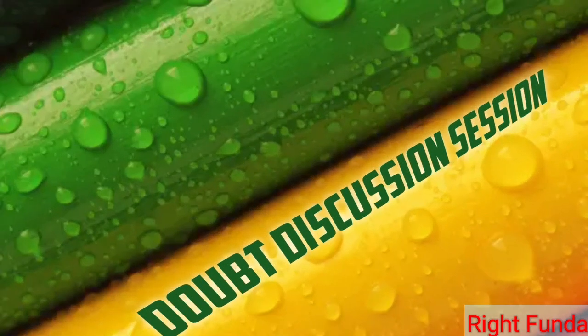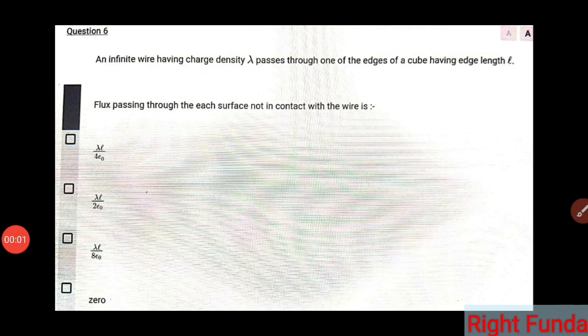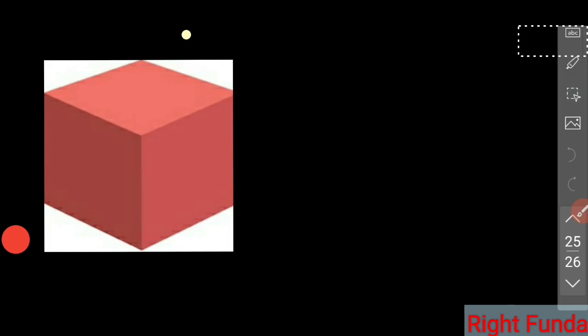We will be taking the next doubt, and this has been asked by Akshita. Here is the question, let's read it. It says, an infinite wire having charge density lambda passes through one of the edges of a cube having edge length L. What is the flux passing through each surface not in contact with the wire? So different options have been given. We'll see what the question is all about.